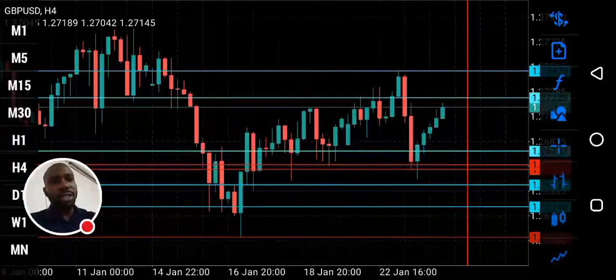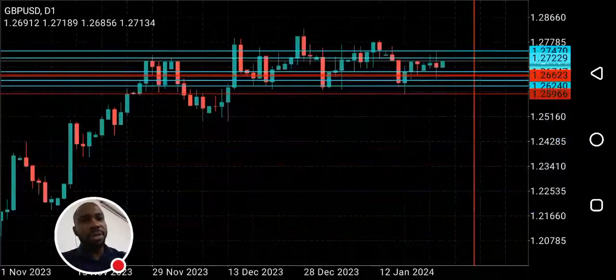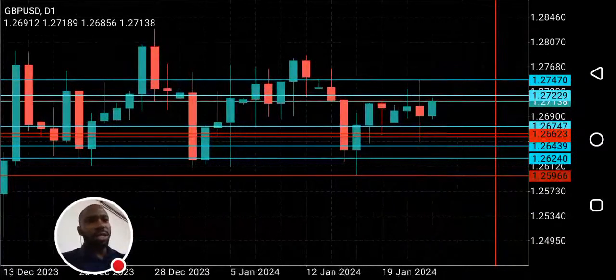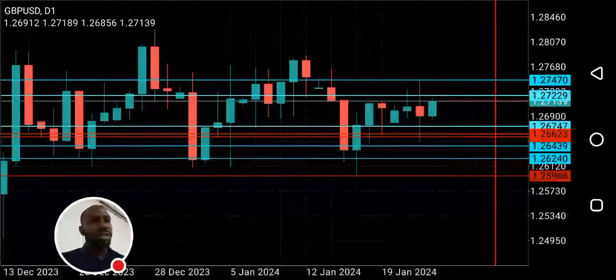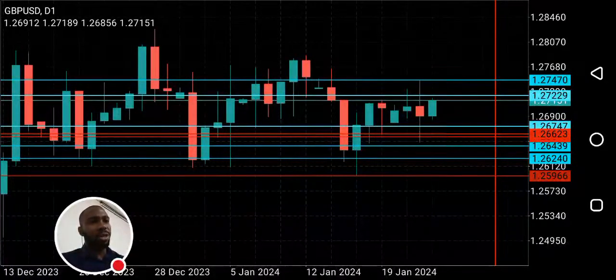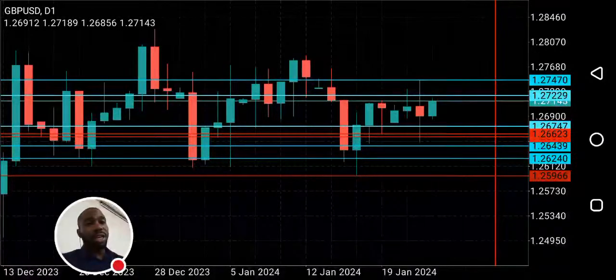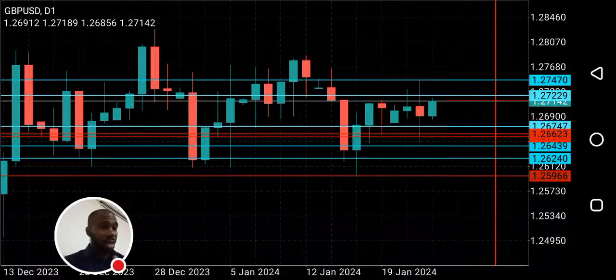Let's start with the daily time frame. You can see yesterday's candle closed as a spinning top. Yesterday there was indecision in the market. Neither buyers nor sellers had the upper hand. That is what a spinning top candlestick indicates.